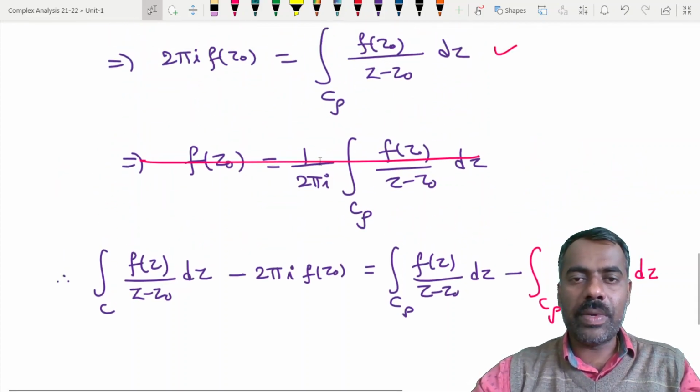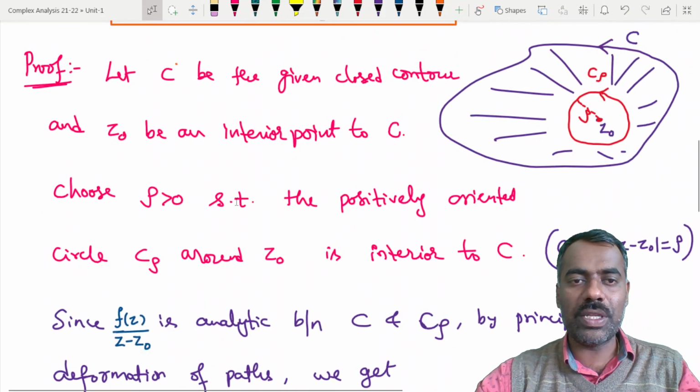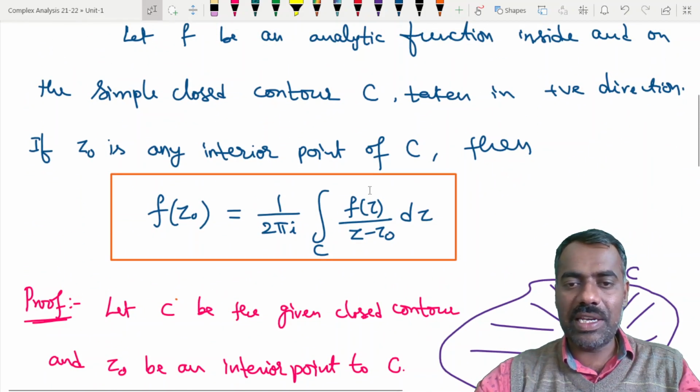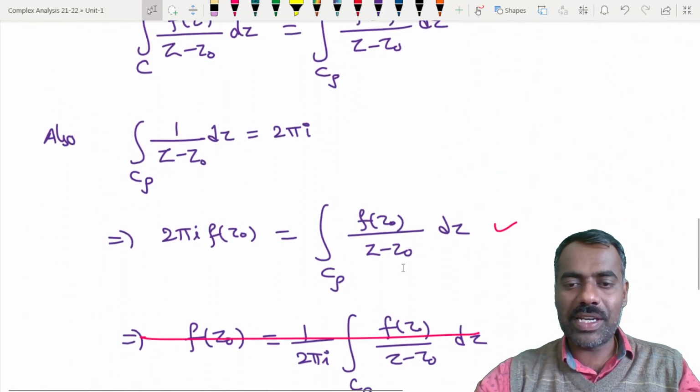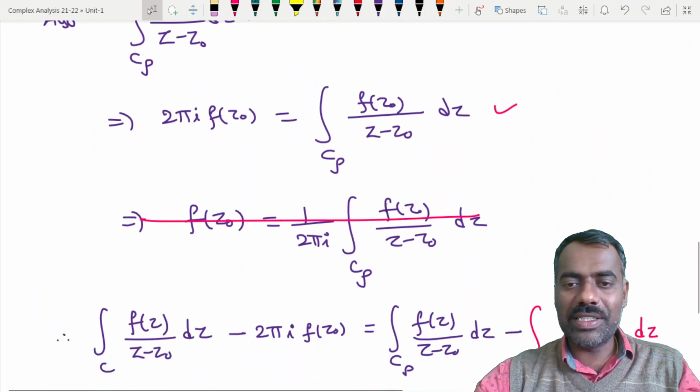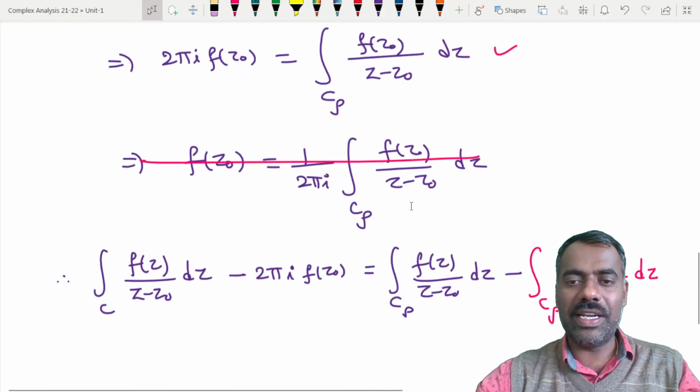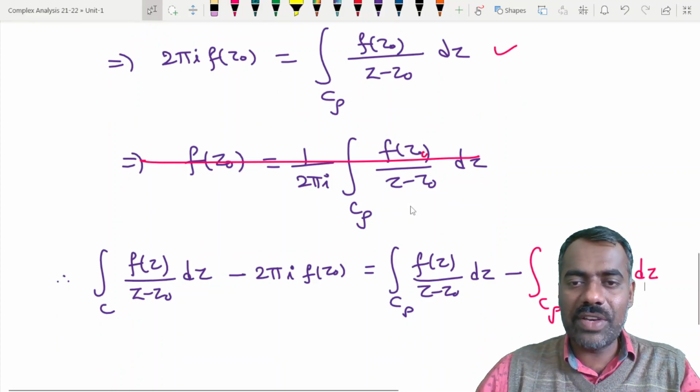Remember, don't confuse this with our original result. It looks like our original result, because in the original result we want to show f of z naught, and here it involves f of z, whereas in this one we have only f of z naught, not f of z. If this is f of z naught, then we are done.